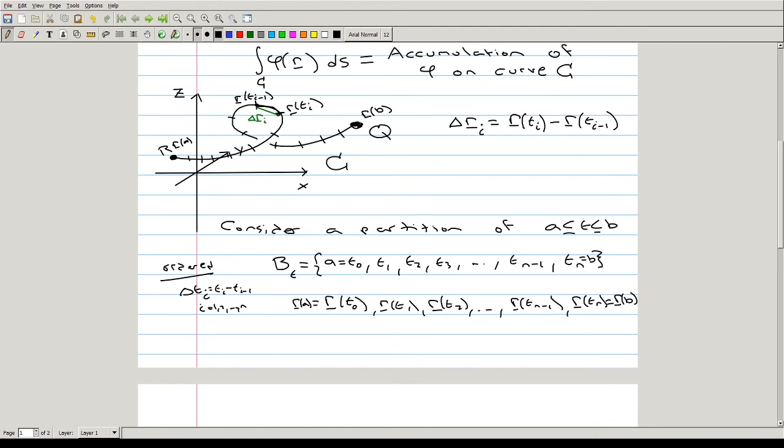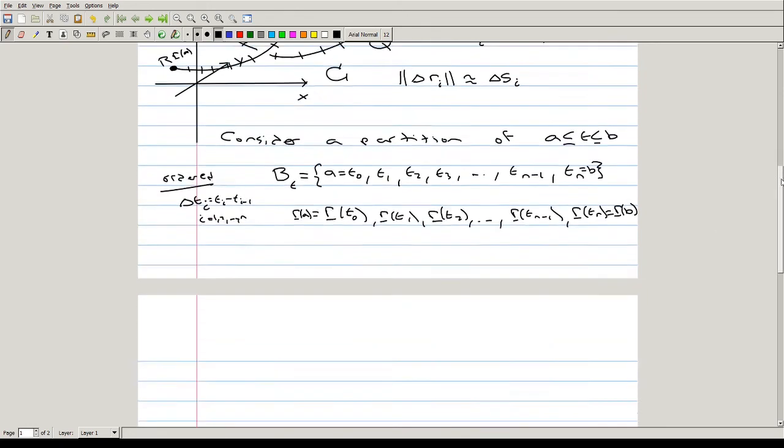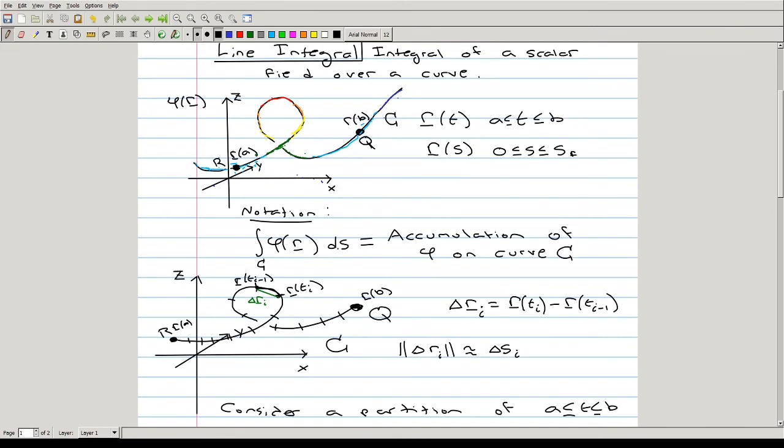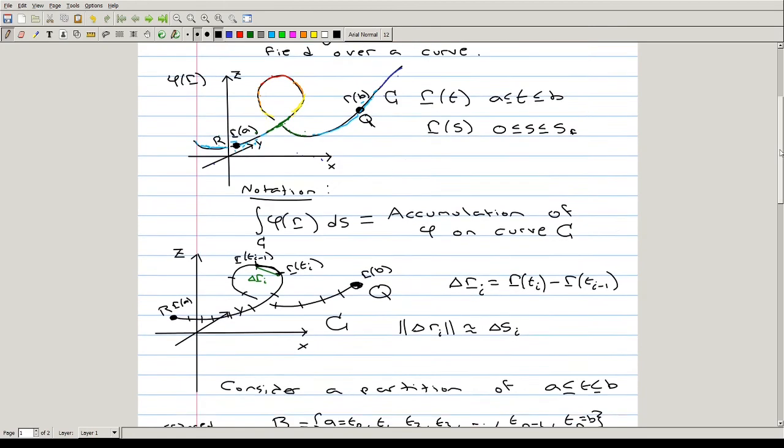So for a lot of points in our partition, the length of delta Ri is going to approximate delta Si, where delta Si is the change in arc length along this curve. So you'll remember this from before. So we'll kind of try to show this a little bit more clearly here. So let's set up a sum that approximates what we're going to call the accumulation of the scalar function phi on the curve C.